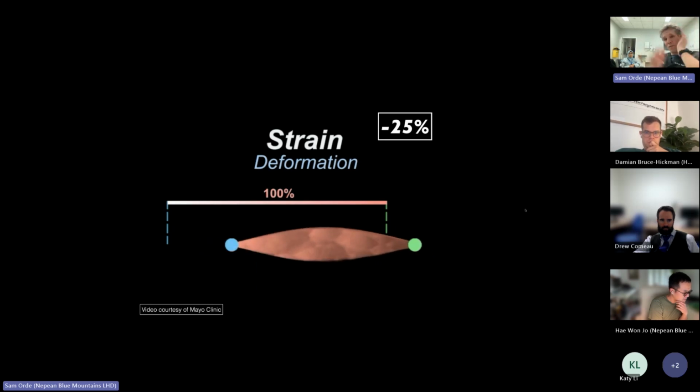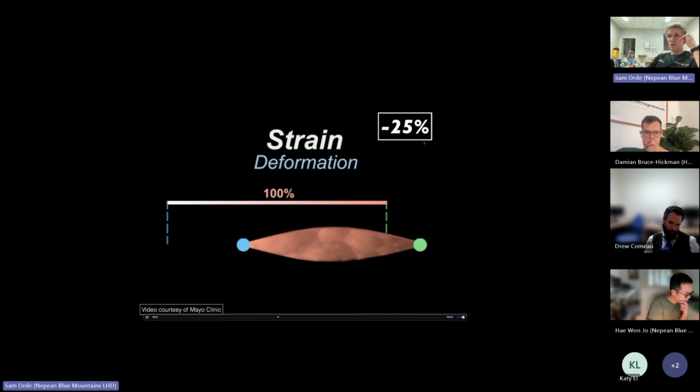And it's a measure of deformation. So if you started out at being like 10 centimeters apart, and then you went to being 7.5 centimeters apart, that is a 25% deformation. And because it's shorter, it's a negative value. So you talk about negative 25% as a measure of deformation.